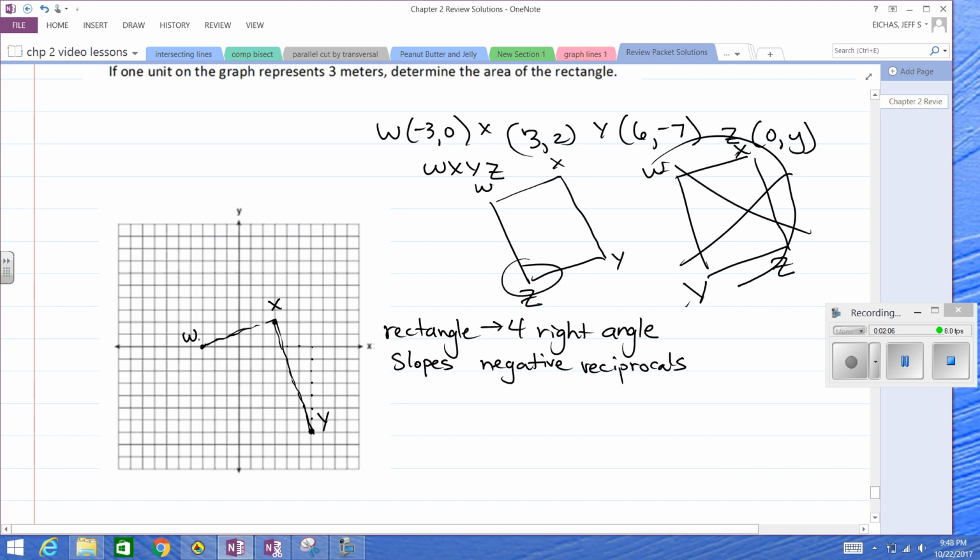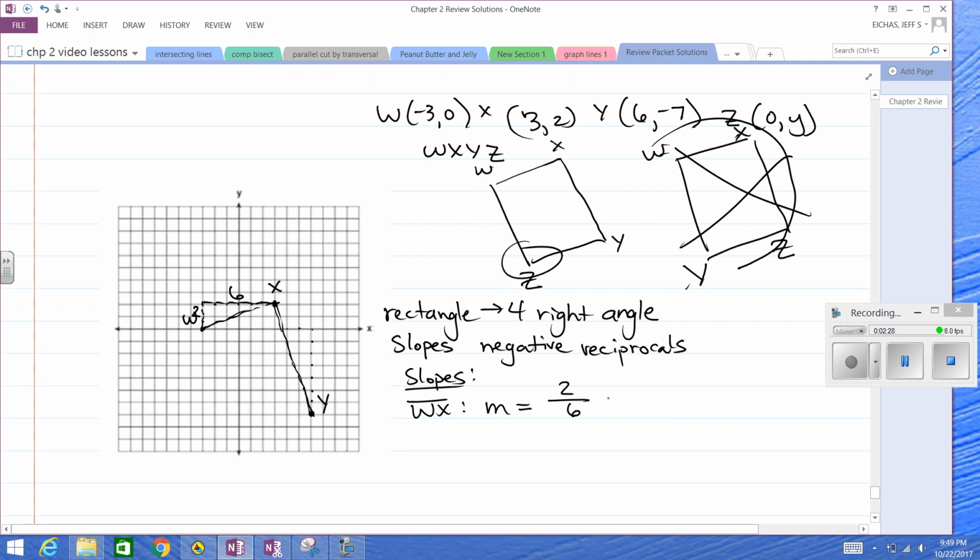So one of the things I'll do is I'll take a look at this. The rise is 2. 1, 2, 3, 4, 5, 6. Looks like the run is 6 on WX. So let's just take a look at the slopes here. WX, it has a slope of, rise is 2, run is 6, and it's positive. Okay, that's equivalent to 1/3, right? And 3 times 2, so we can reduce it to 1/3 if we want.